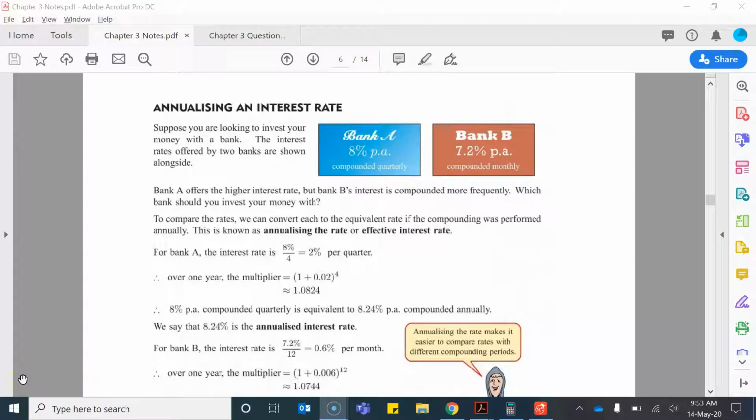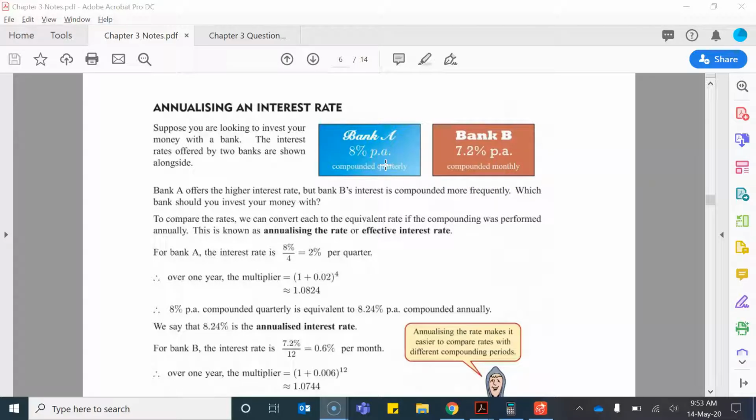Now, in some instances, we want to compare the interest rates of two different banks, but it can become a little bit difficult to determine which one's the best deal when their compounding periods are different. So here we have an example where Bank A offers an 8% per annum interest rate, but it's compounded quarterly, and then Bank B has a 7.2% interest rate per annum, but it's compounded monthly. So if we had to choose which bank's interest rate we want, it would be difficult to determine which one's better because of the different compounding periods.